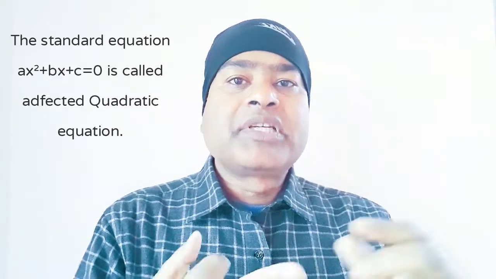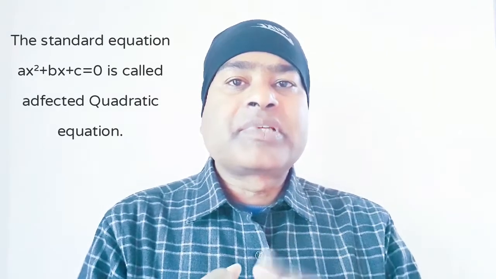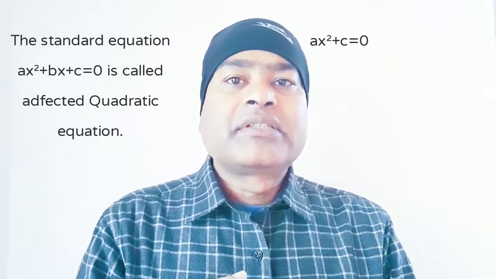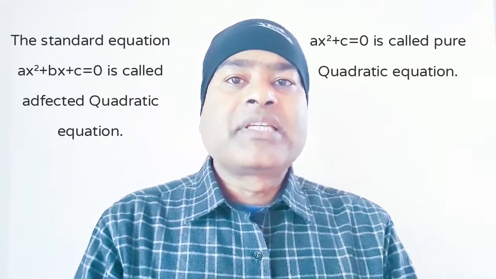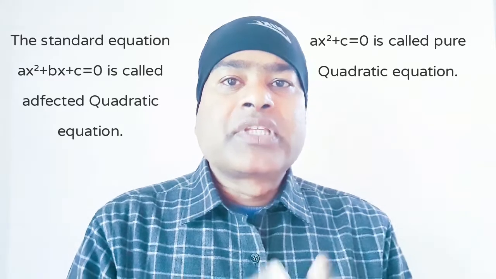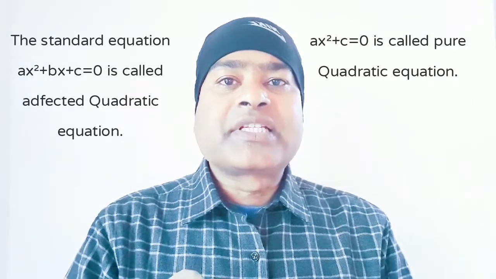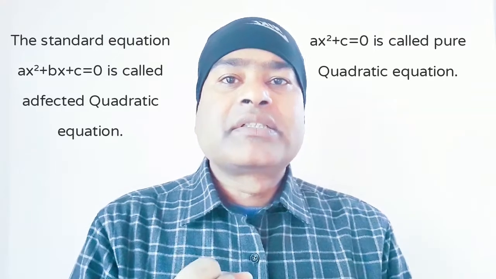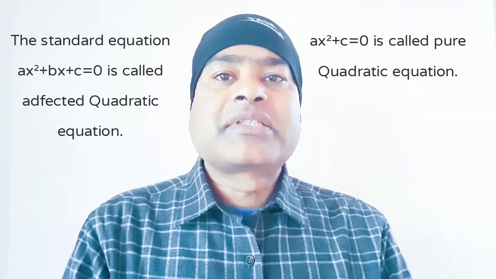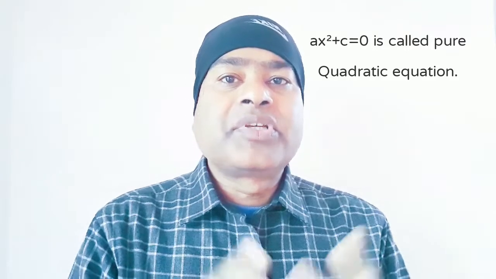And when the middle term, that means the term bx, is missing from the quadratic equation ax square plus bx plus c is equal to 0, then the quadratic equation ax square plus c equals to 0 is called a pure quadratic equation. So there are two types of quadratic equations. The first one, which is in the standard form, is known as an affected quadratic equation, and when the middle term, that means the term bx, is missing from the quadratic equation, then it is called a pure quadratic equation.